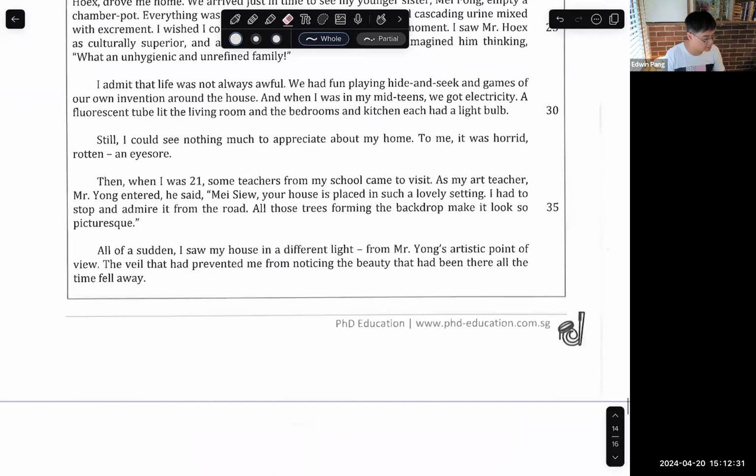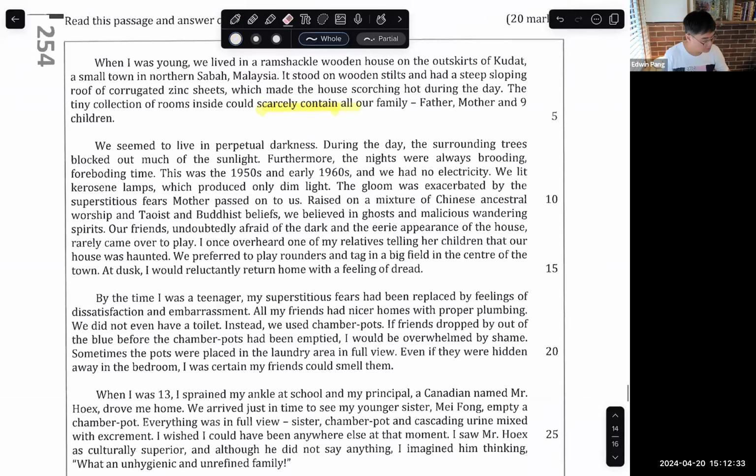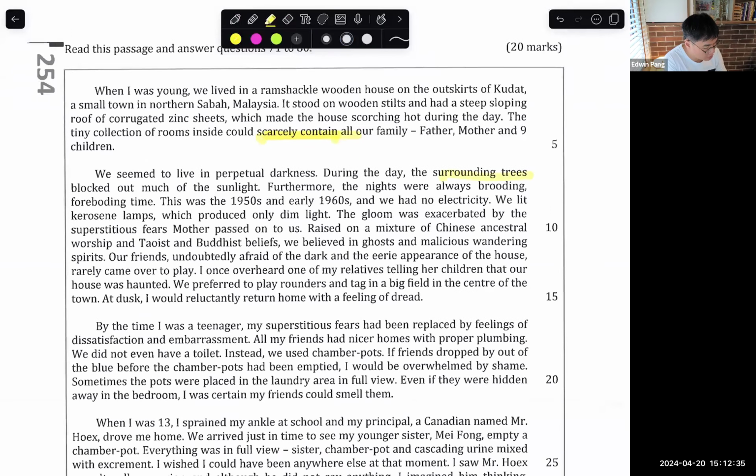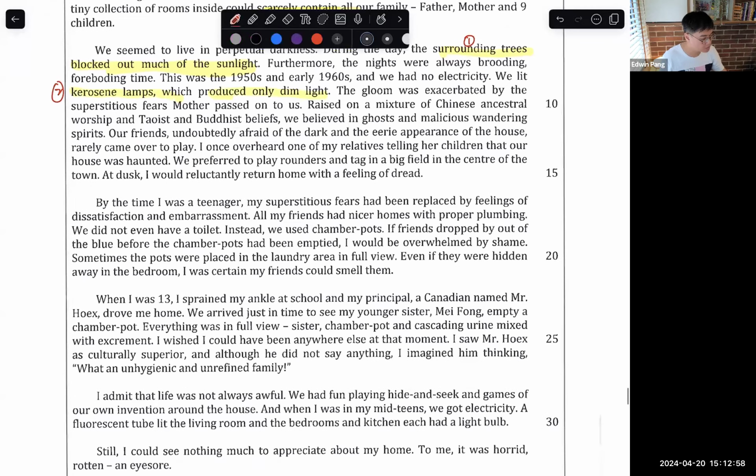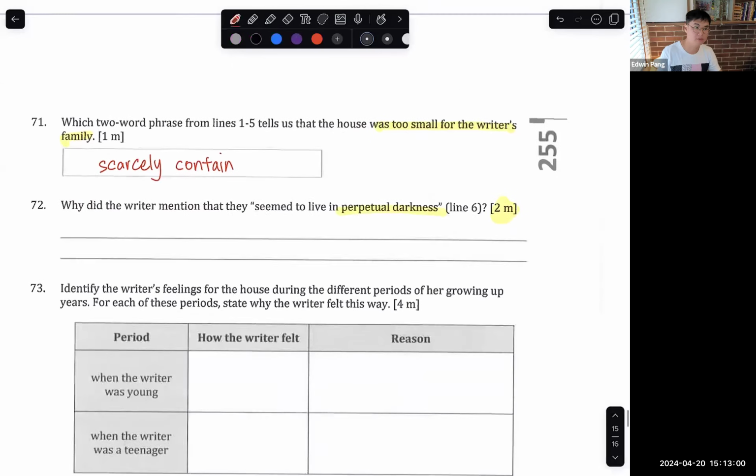So let me go back here. The surrounding trees blocked out much of the sunlight. That's point number 1. And then there was no electricity, so the kerosene lamps produce only a dim light. This is point number 2. So number 1, the place where they lived in, trees blocked out the sunlight. Number 2, they could only use kerosene lamps, which produced the dim light. So that's why the house was always in perpetual darkness.